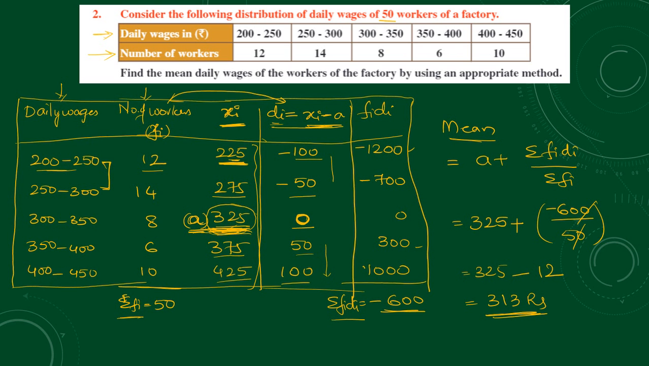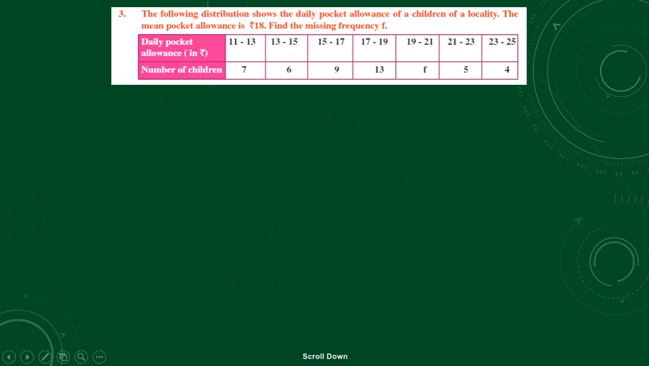Okay, next, moving on to the third question. Question number 3: the following distribution shows the daily pocket allowance of the children of a locality. The mean pocket allowance is rupees 18. So he has given the mean. Find the missing frequency. Here, if you observe, f is nothing but the missing frequency. One frequency is missing, and that frequency we need to find, right?